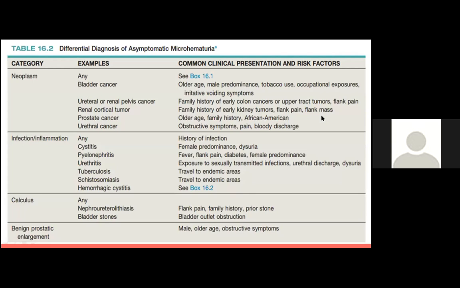For the neoplasm, examples are bladder cancer. The common clinical presentation and risk factors are what I mentioned earlier.